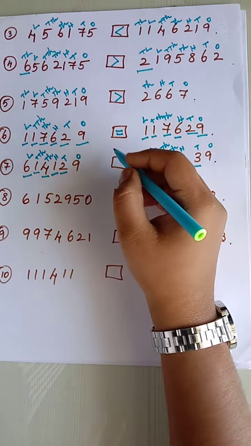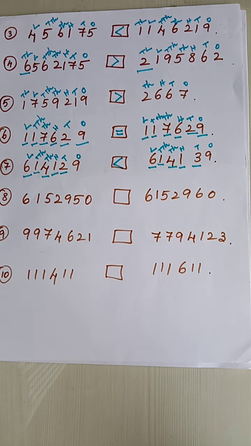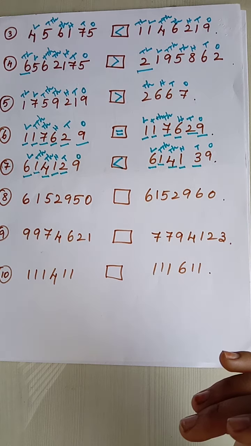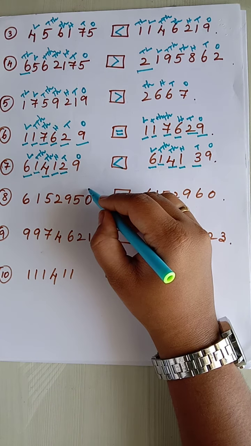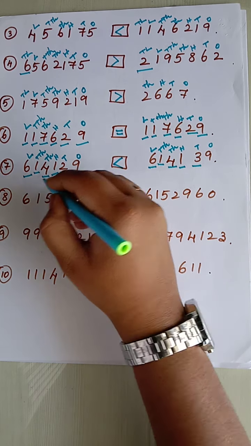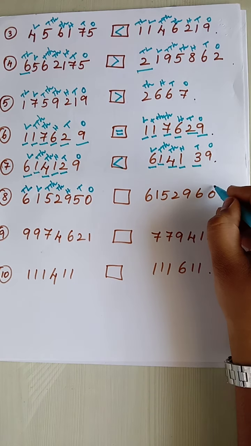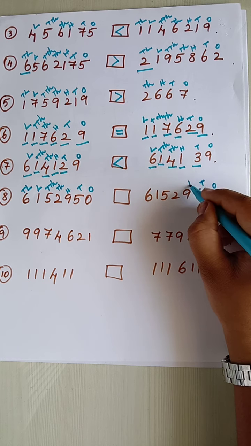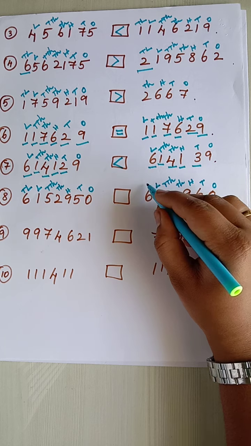Then we can answer it like this. 3, this side is the greatest number. Likewise we can answer it. Okay, clear? Okay, the next example, the 8th sum. Now we can write the place value. Here ones, tens, hundreds, thousand, 10,000, lakh, 10 lakh. This side also ones, tens, hundreds, thousand, 10,000, lakh, 10 lakh.